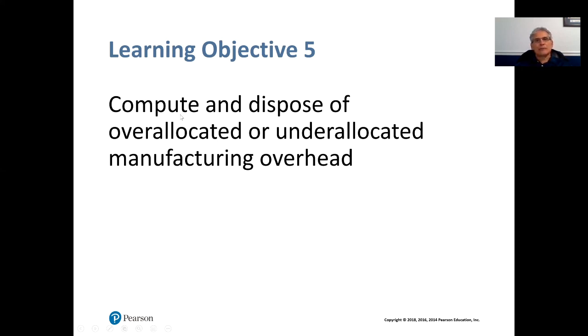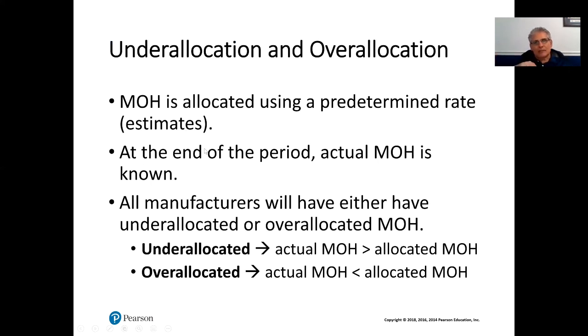Objective number 5, compute and dispose of over-allocated or under-allocated manufacturing overhead. Now, as I demonstrated, we come up with an MOH predetermined rate based on estimates. And we do this before the year even starts. We come up with our rates, and once the year starts, we go for it. But because they're based on estimates, and because it's all done way before we actually start the manufacturing process, here's what we almost certainly know.